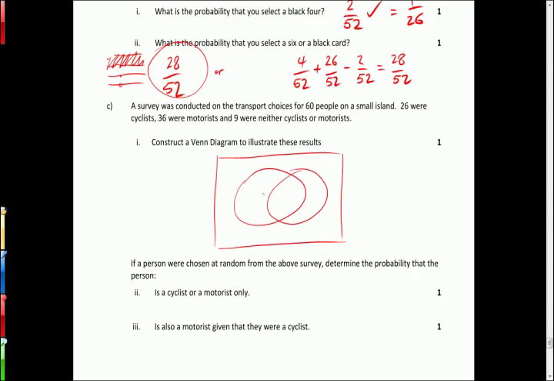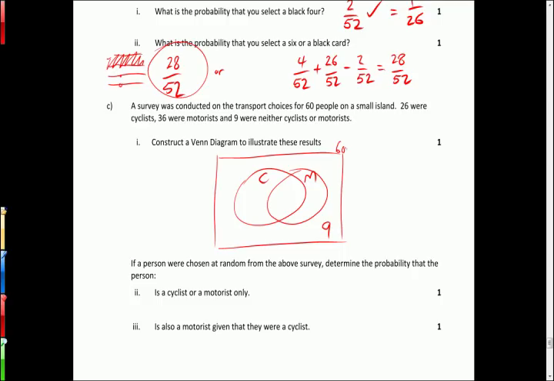Construct a Venn diagram. It's always got to have headings. It's always going to be clear. There's going to be two main categories. One of them is cyclists, one of them is motorists. The question said 9 were neither. Well, that makes it easier. I've just got to put a 9 there. And I know that there's 60 people in total, so I'm just going to note that there to make sure that my numbers add up to 60.